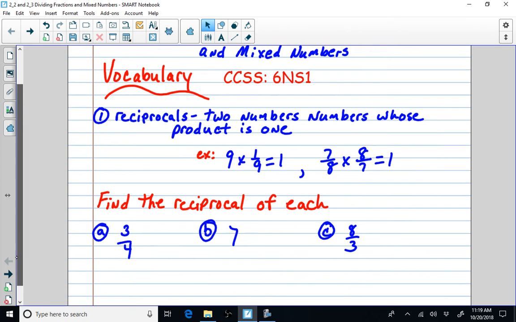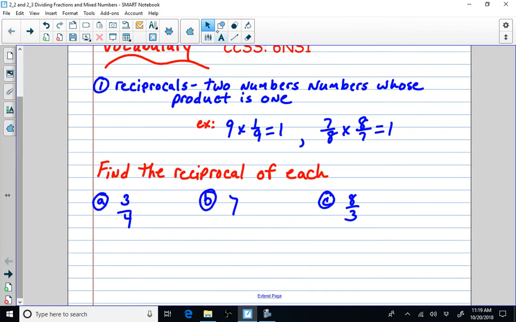So if we look at our first couple of examples where we're asked to find the reciprocal of each, if the number is written as a fraction, we simply flip it. So 3/4, the reciprocal would be 4/3. I just take 3/4 and I write it as 4 in the numerator, 3 in the denominator.